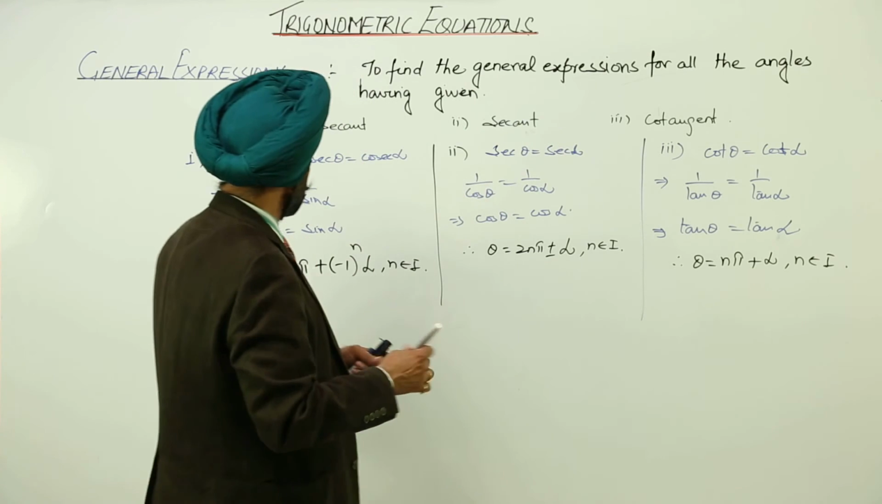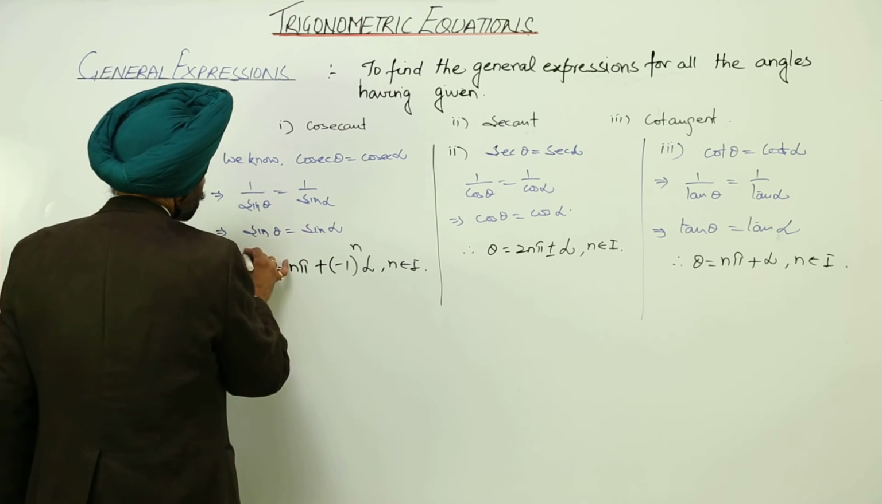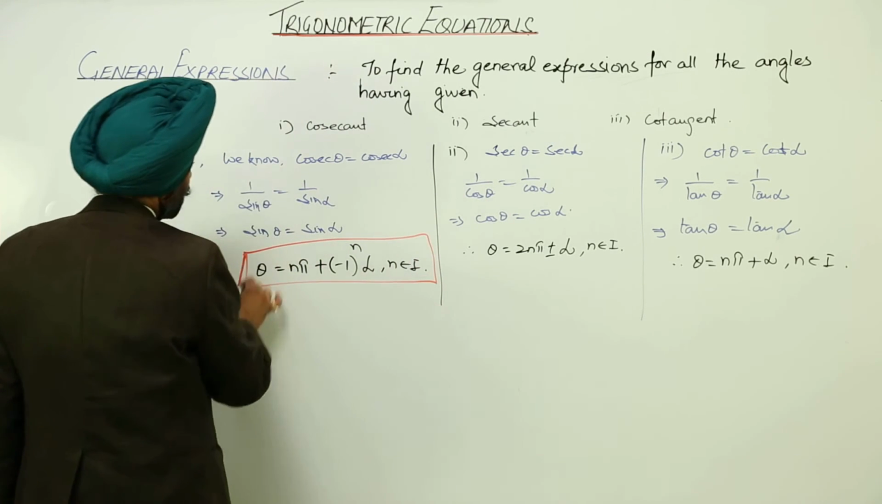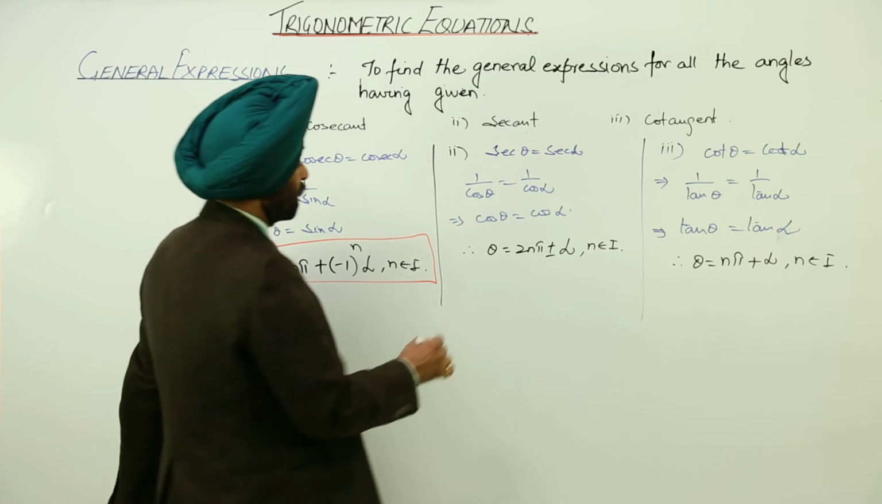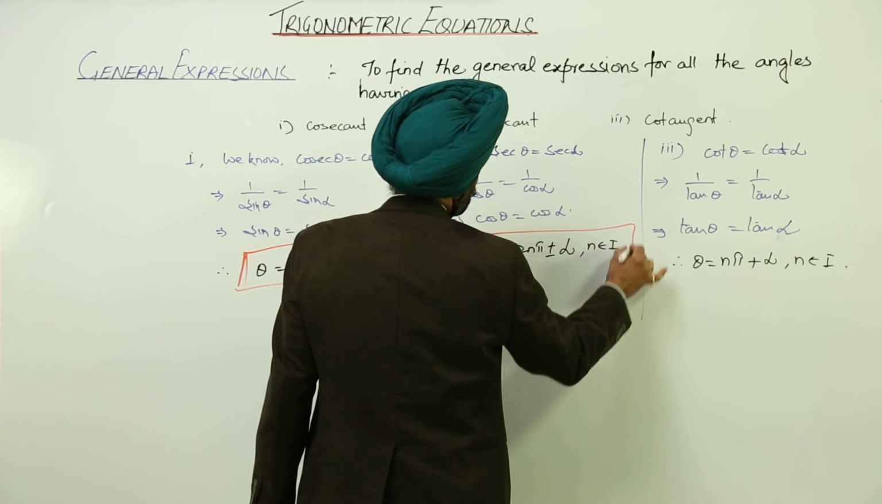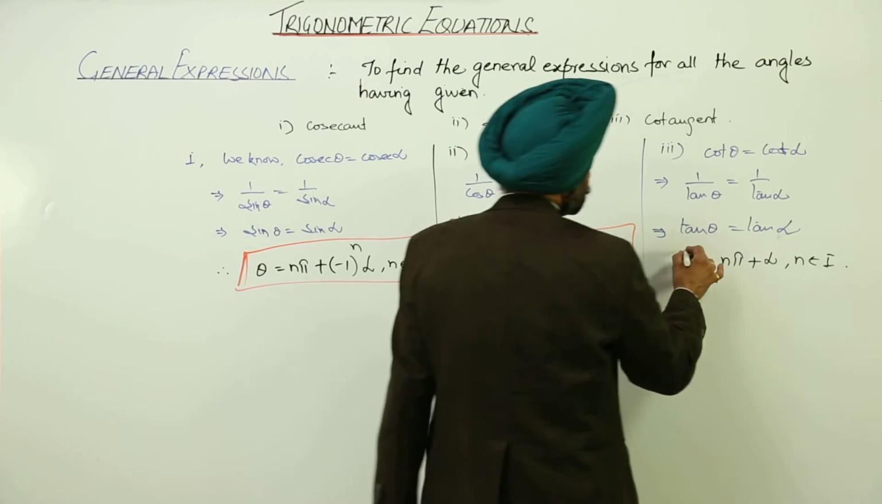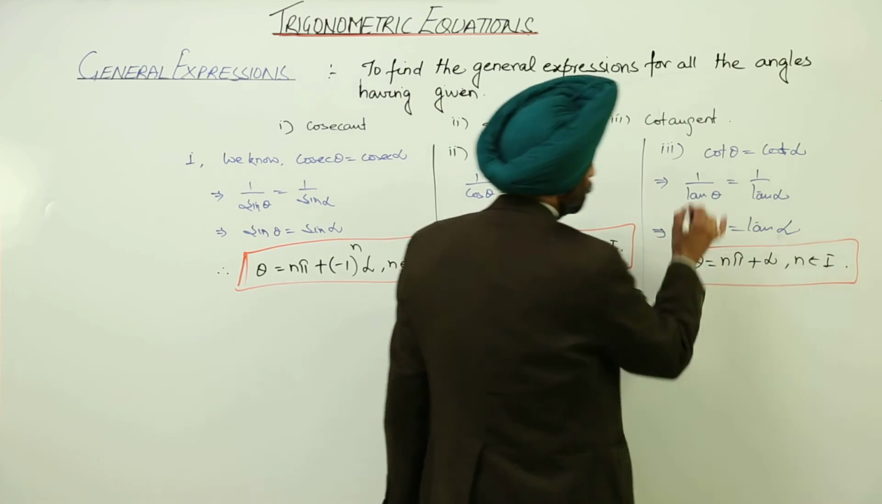Now the basic thing is that the result for sine and cosecant are same, result for cos and secant are same, and result for tan and cotangent are same.